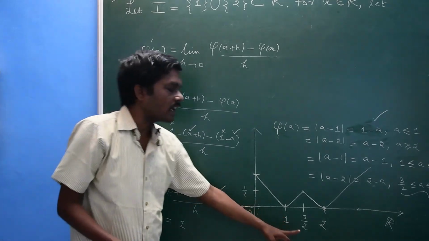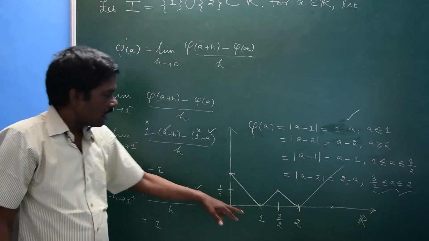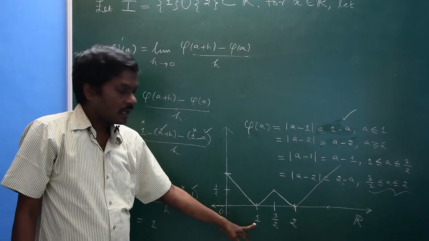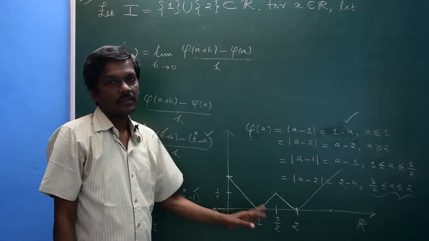The same thing is true at other points also. This function doesn't have a derivative at the points x is equal to 1, 3 by 2 and 2, so it is not differentiable. Okay, that's the reason for it.